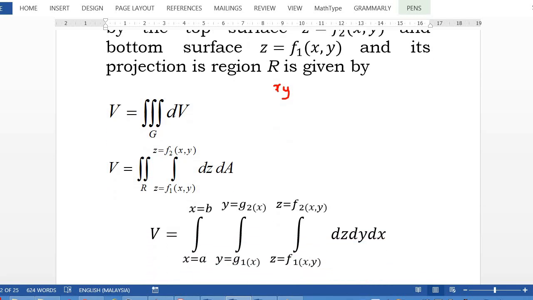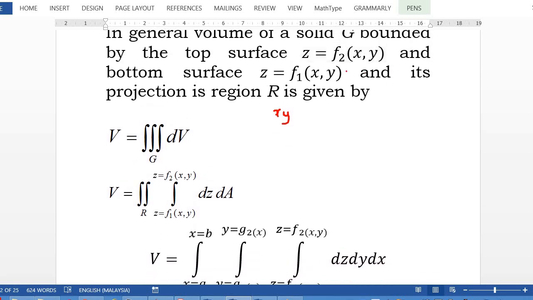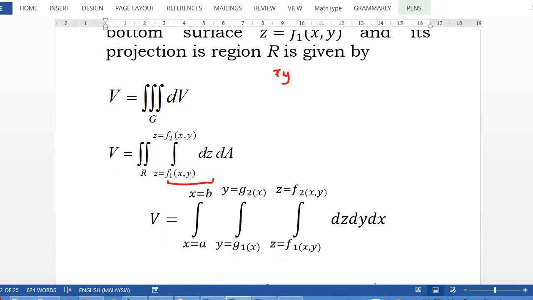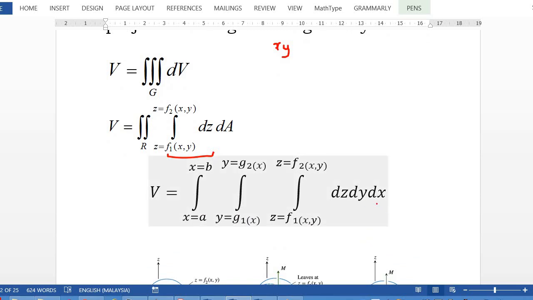Because the shape of this solid G is bounded by the top and bottom surface, we integrate with respect to z first. So the lower limit here, you notice, compared to the double integral, the lower surface f1(x,y) is not necessarily equal to 0, it can be any surface. And this is the top surface. So dA can either be dy dx or dx dy.